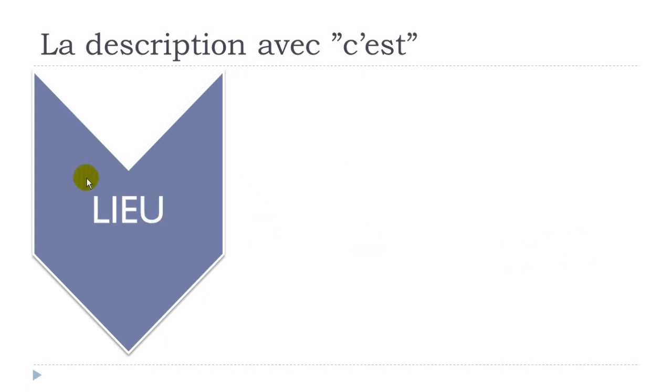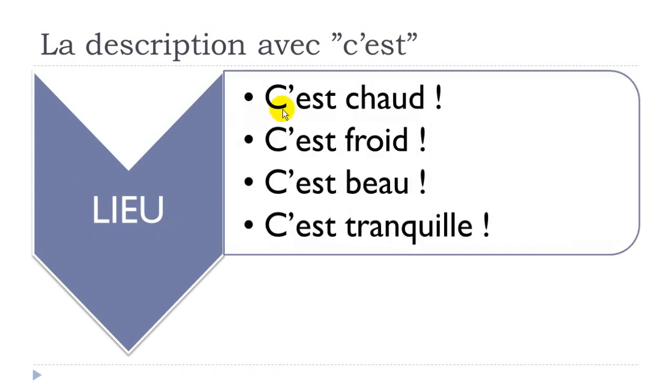And the first one would be the option to describe un lieu, a place. So let's see now. C'est chaud. Okay, it is hot. Warm could be an option as well. C'est chaud, it's warm. C'est froid, it is cold. C'est beau, beau is beautiful. And then c'est tranquille, quiet. So what you can see here is that we've got adjectives like chaud, froid, beau, and tranquille. They are all in the masculine form. Even if the place is feminine and you want to describe it, remember that it should be all the time in the masculine form.